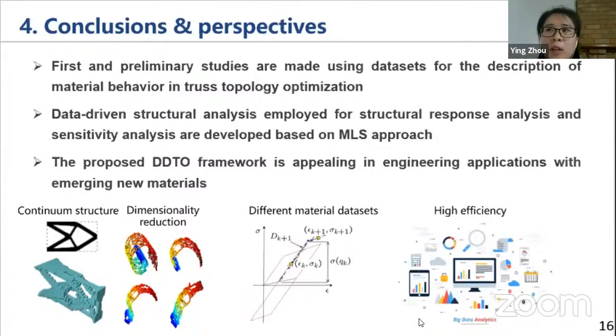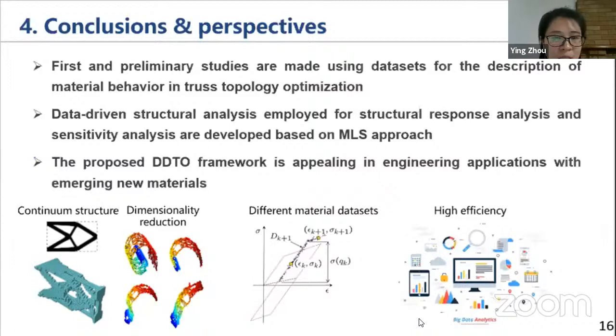Yes, so the design variables are the cross-sectional areas of the bar members, and we set a very low bound on the design variables. If the area is reduced to the lower bound that we set, then the bar is eliminated from the structure. We just use this very simple and intuitive criterion to filter the weak bars. Yes. Thank you.